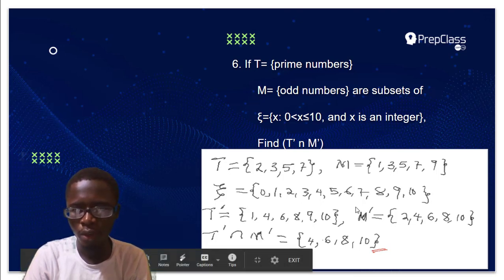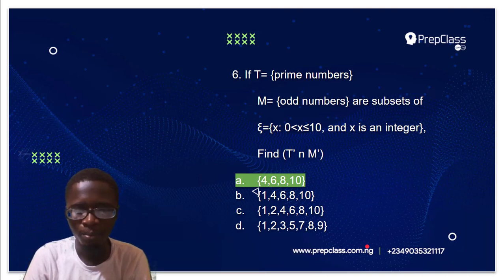Now, we have these two sets as T' and M', and our focus is to actually get an intersection between them. So what is common here and is also common here? There is 4 here, there is 4 here, there's 6 here, there's 6 here, there's 8 here, there's 8 here, there's 10 here, and there's 10 here. So these will make up the intersection of T' intersect M', and that is supported by option A.